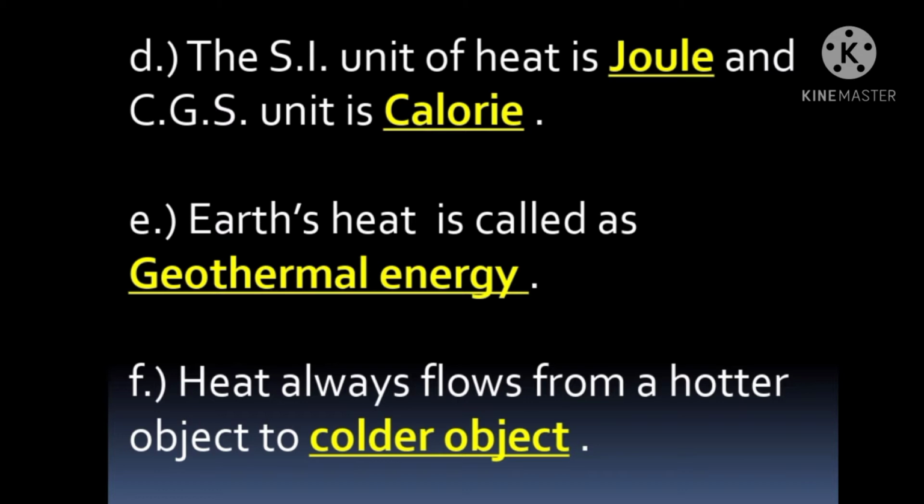Sixth one, heat always flows from a hotter object to dash. So students, hotter object is known as high temperature. So heat always flows from higher temperature to lower temperature. So the correct answer will be colder object. Heat always flows from a hotter object to colder object.